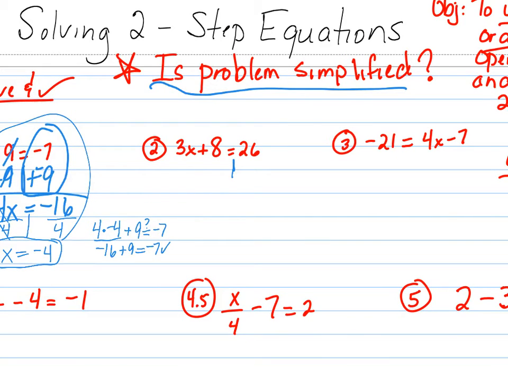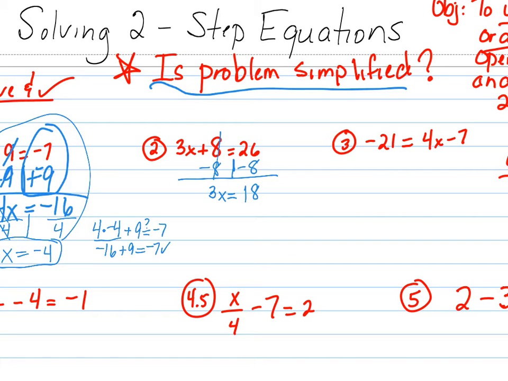On number 2, if they're adding 8, we're going to subtract 8 on both sides. 8 minus 8, they cancel out. We're left with 3x equals, what's 26 minus 8? That's the bigger number minus the smaller number, isn't it? So what do you get?